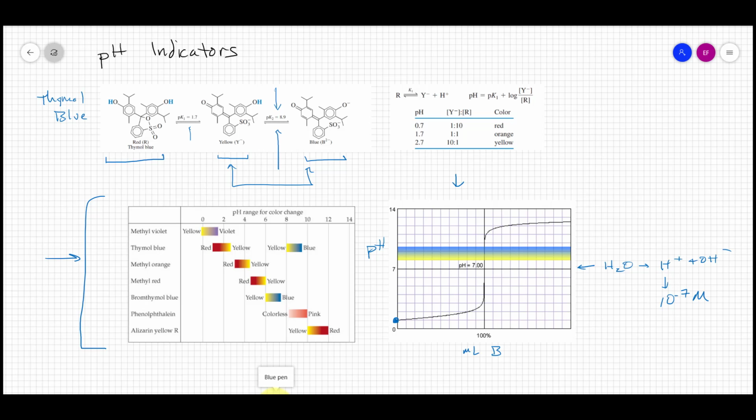You need to look at a table and choose the dye that undergoes a pH change closest to where you expect the equivalence point pH to be. In the case of the simulated example that I have here, if we're titrating a weak or a strong acid with a strong base, we know the equivalence point is going to be exactly at 7.